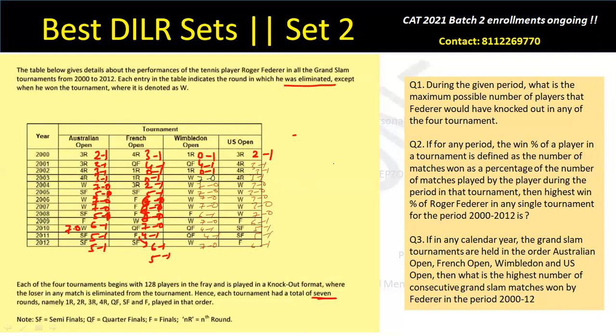Now what is the first question? During the given period, what is the maximum possible number of players that Federer would have knocked out in any of the 4 tournaments? So what do we have to do? For all four tournaments, we have to find the total wins and the total number of matches lost, a score. So how do we do it? In 2000 we know he won 2 matches and lost one. In 2001 we know he won 3 matches and lost 1. Doing it this way, we know all the data, right?